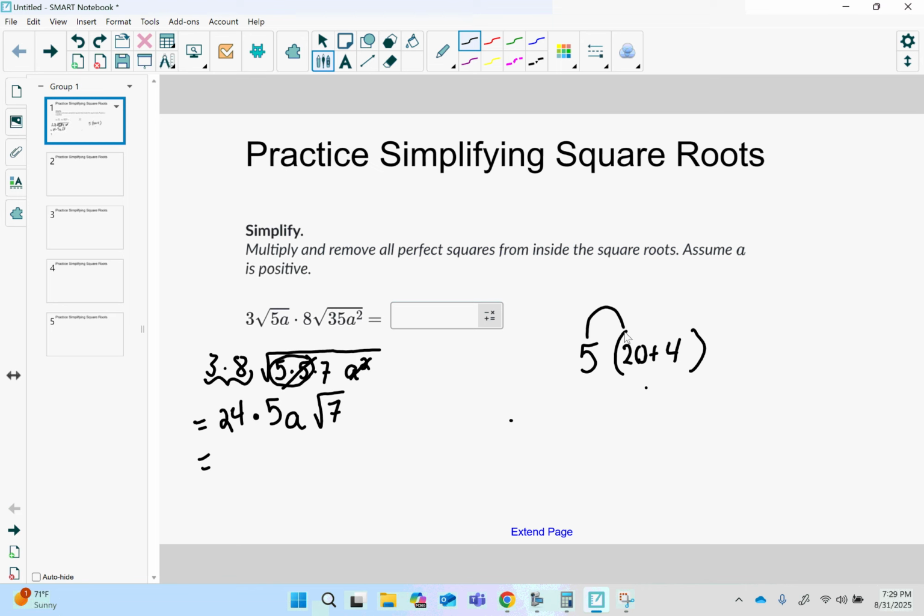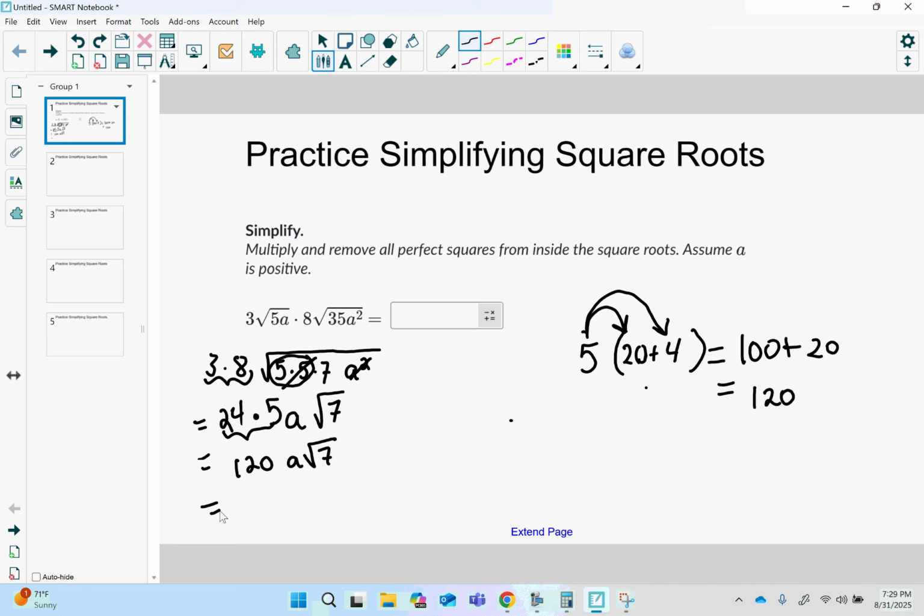So I wanted to point out that we learned the distributive property of multiplication, and we can do it with just regular numbers. 5 times 20 is 100, and 5 times 4 is 20. So 5 times 24 is 120, right? So I'm going to rewrite that as 120 square roots of 7.